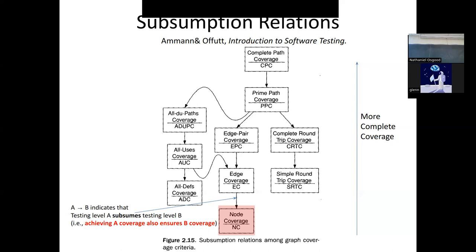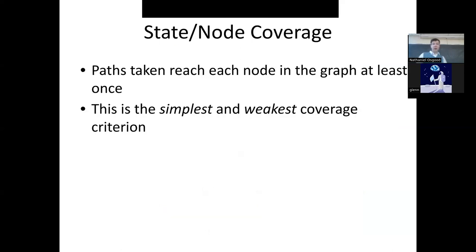But you'll notice there's one up here called prime path coverage. That's better than edge coverage. It's also better than edge pair coverage and better than complete round trip coverage. We're not going to cover all of these different types of coverage, but I will talk a little bit about prime path coverage because it's pretty straightforward to do. There have been teams in this very class which have done prime path coverage. And my hat, ladies and gentlemen, remains off, doffed to such teams. Not everyone figured that out.